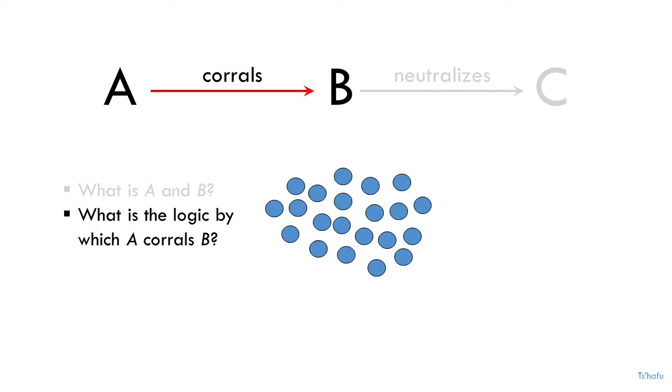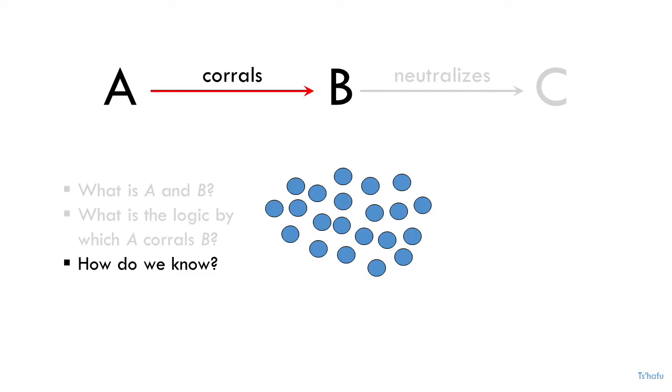Is B unable to corral itself? Why? Is it perhaps another factor that we don't know about that corrals B and it's not really A? So in this case, that logic you have to be able to spell out. And then lastly, you want to ask, well, how do we know? How do you actually know that what you are saying happened actually happens? What kind of evidence do you provide?